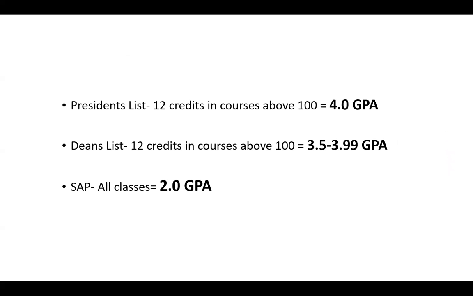Now, a few reminders. So don't forget, for the president's list and the dean's list, you need to have 12 credits at courses above 100. The president's list is a 4.0 GPA. The dean's list is a 3.5 to a 3.99 GPA. The SAP requirements ask that students obtain at least a 2.0 cumulative GPA.